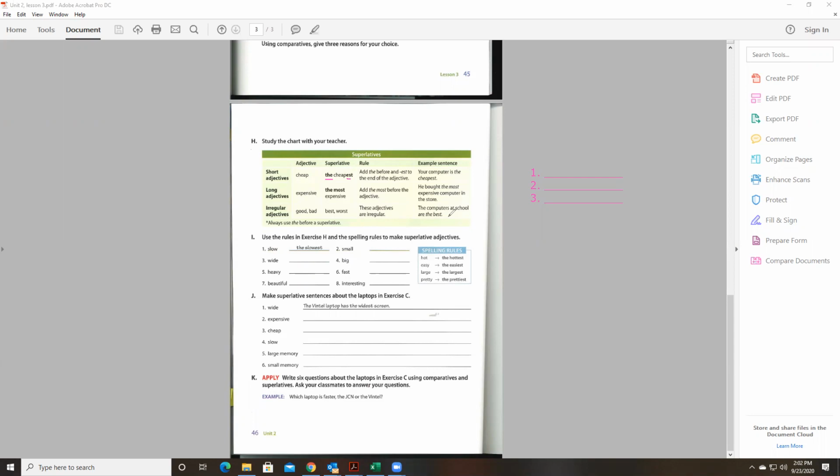Okay, your long adjective, okay, is expensive. You add the most before the adjective. The adjective will not change. So for example, he bought the most expensive computer in the store.